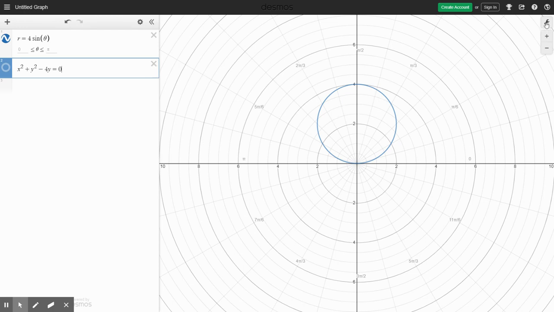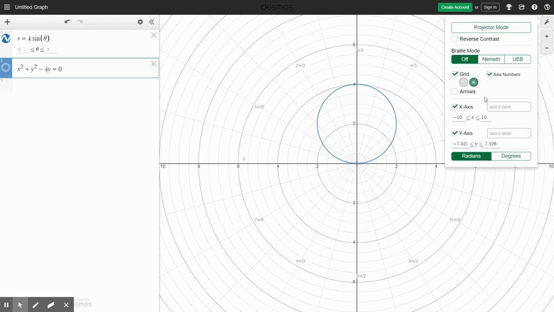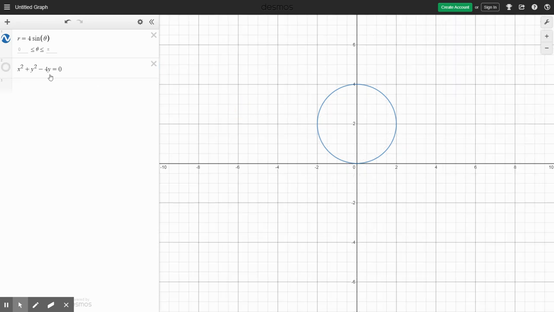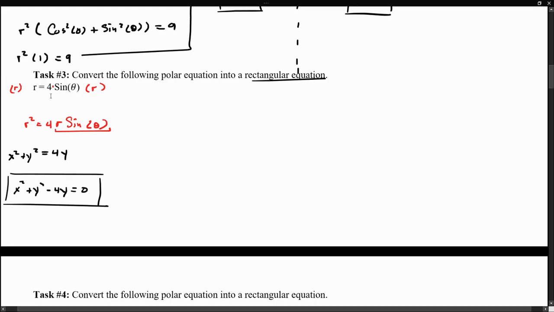So now, if we change this to Cartesian, x and y, notice that our result matches up. So therefore, our conclusion is true. The equation for sine is equivalent to this big expression.